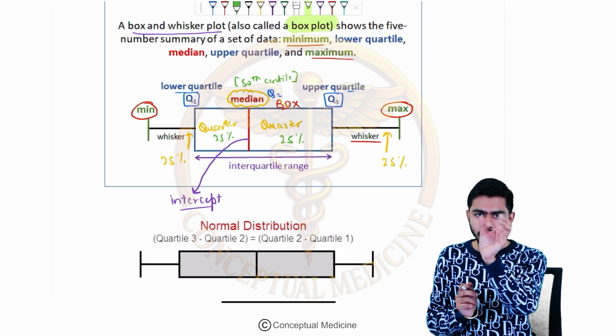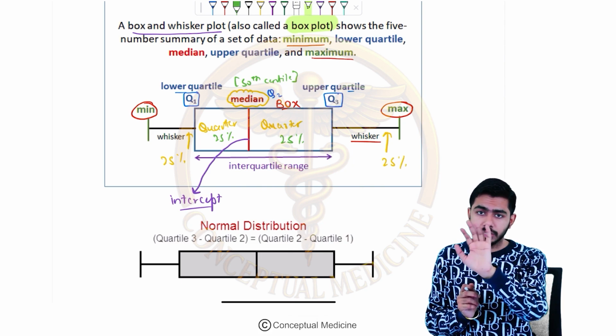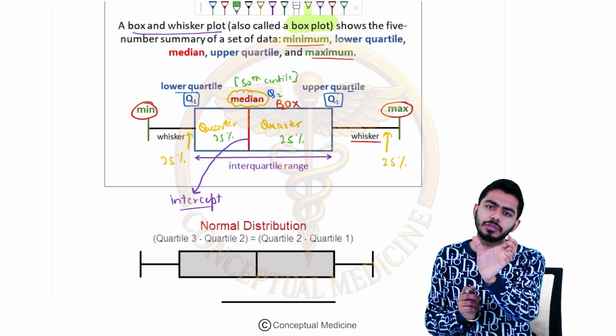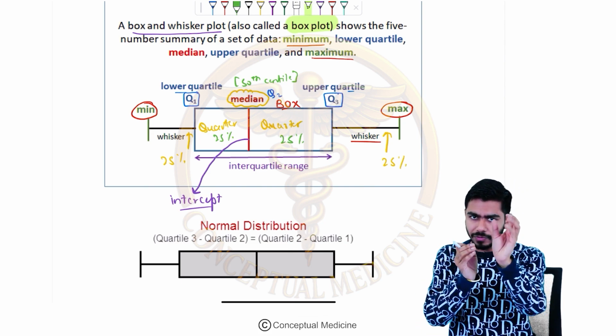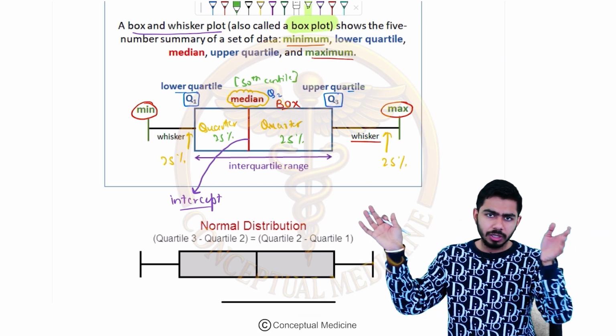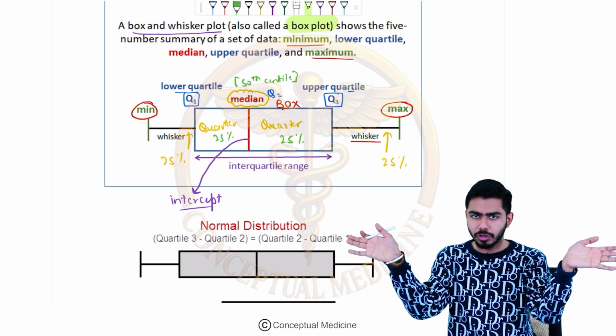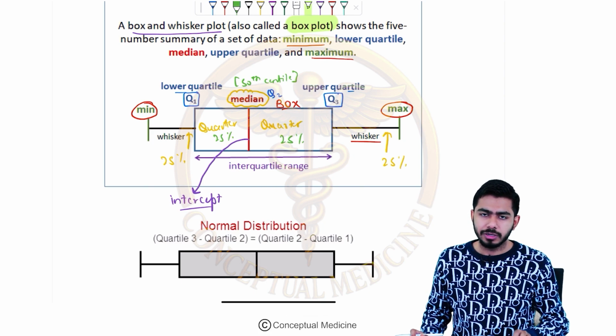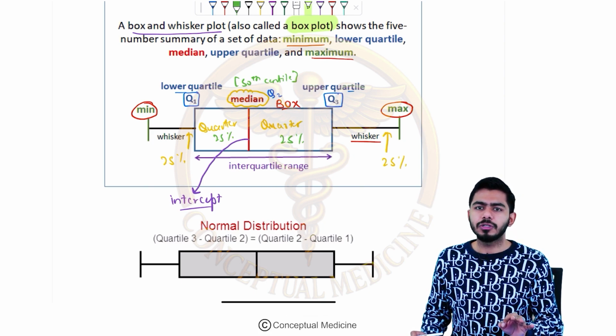Doesn't matter if the box is small or big. Doesn't matter. The box will be containing 50%. If it is divided, half of the box will contain 25%, and the other half of the box will contain 25%. This whisker will contain 25%, and this whisker will also contain 25%. Clear? Right? Then I talked about the quartiles.